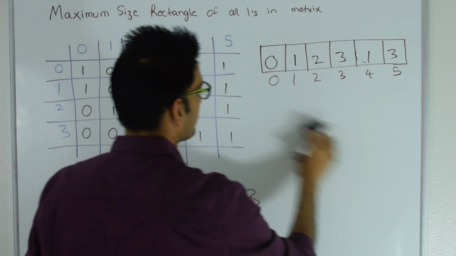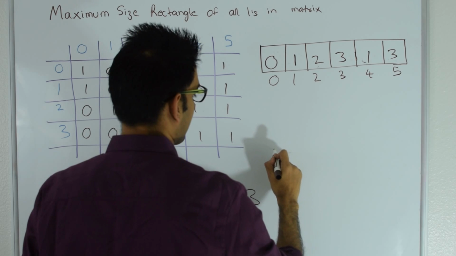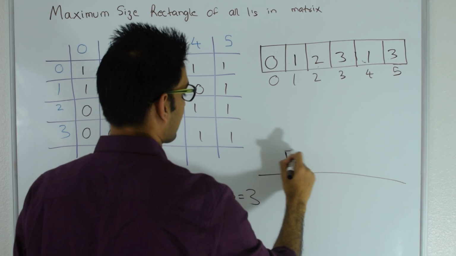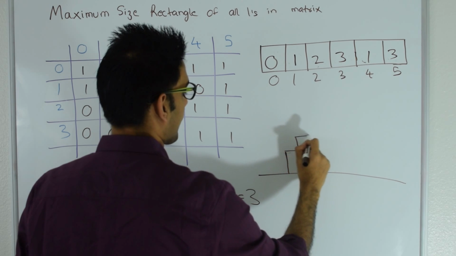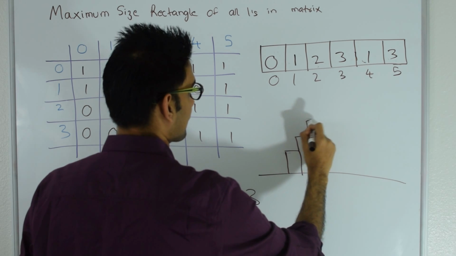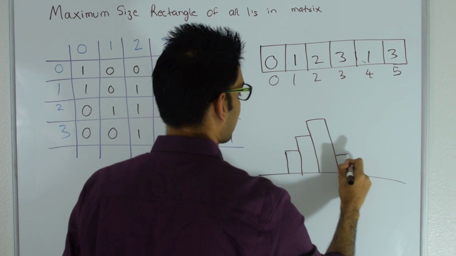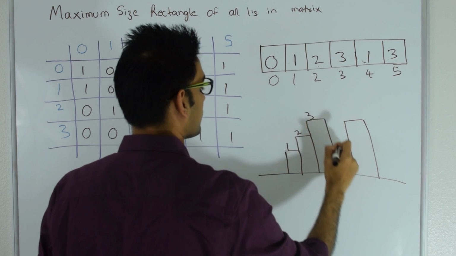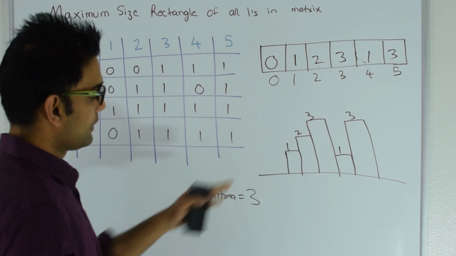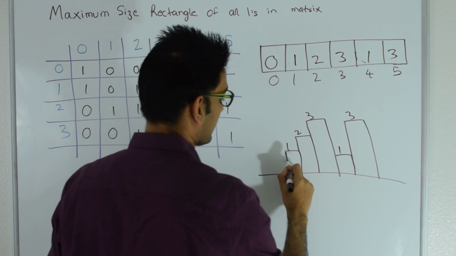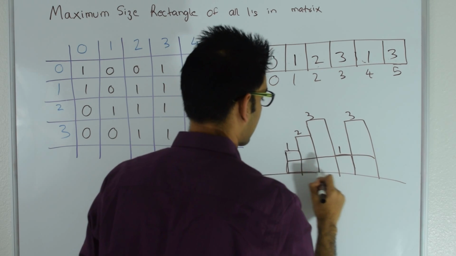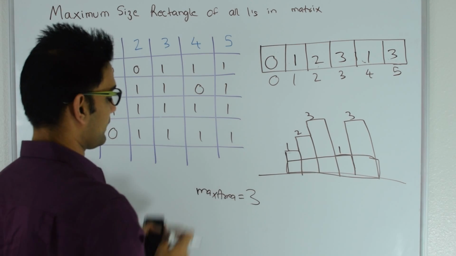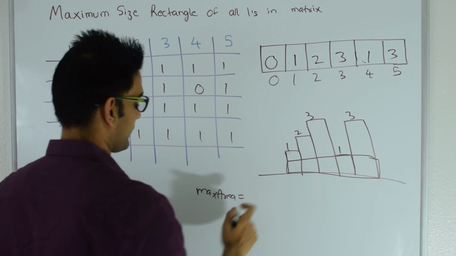Let's create a histogram for this array. So this is 0, then we have 1, then we have 2, then we have 3, then we have 1, and then we have 3. So the maximum area here is of area 5, and that area is this area. So since this max area 5 is greater than the max area found till now, our max area becomes 5.